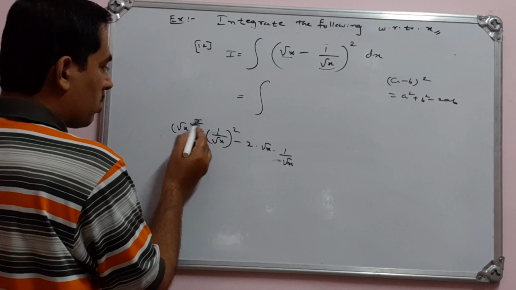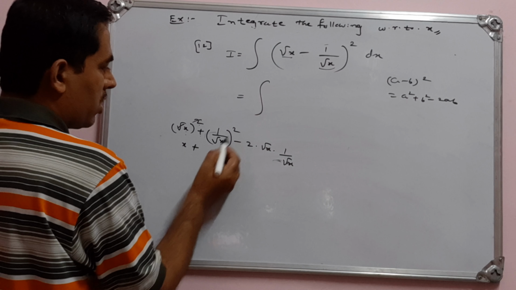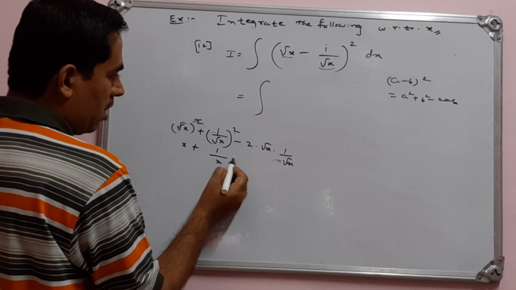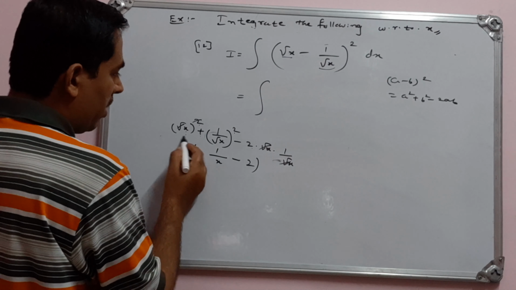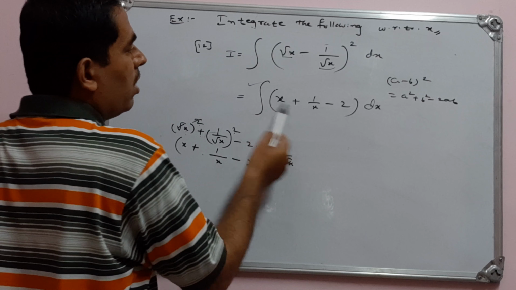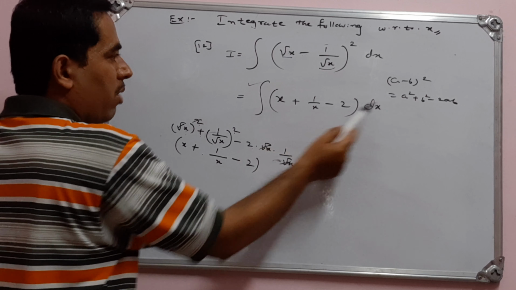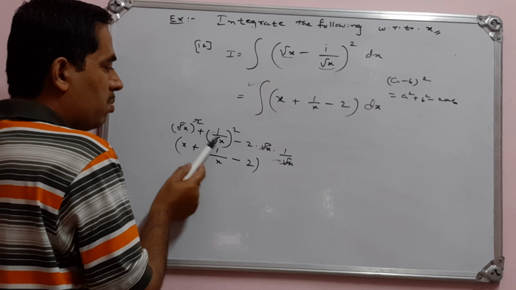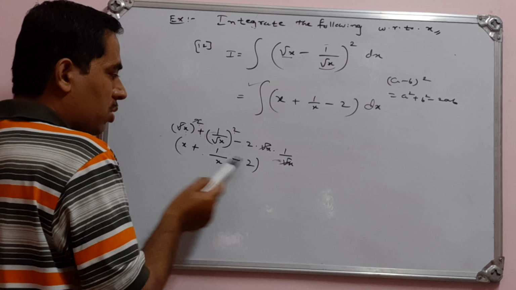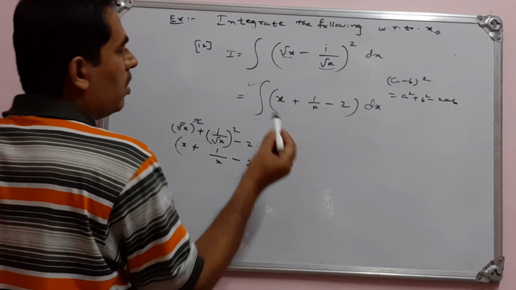So root x whole square means I will get only x, plus 1 square is 1, root x whole square is x, minus this gets cancelled, so I will get 2. I will get x plus 1 by x minus 2 after applying the formula. Okay, if this would have been given, this problem would have been very easy. But they have started from root x minus 1 by root x whole square. We have to make use of this formula, a square plus b square minus 2ab. If I substitute that, I will get this. So now integrate this separately.